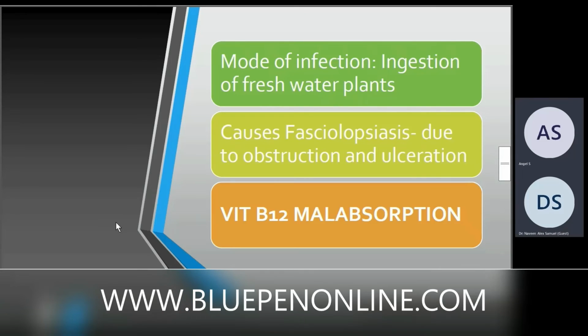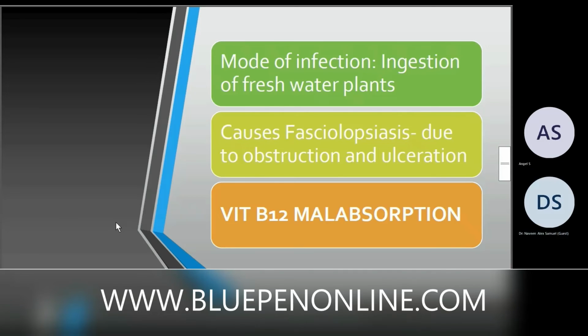The mode of infection is by ingestion of freshwater plants. It causes fasciolopsiasis due to obstruction and ulceration. And most commonly in Fasciolopsis buski infection we find vitamin B12 malabsorption. So there will be vitamin B12 deficiency in patients infected with Fasciolopsis buski. That's very important. They might ask you what vitamin deficiency is found in Fasciolopsis buski infection. That is vitamin B12 malabsorption.